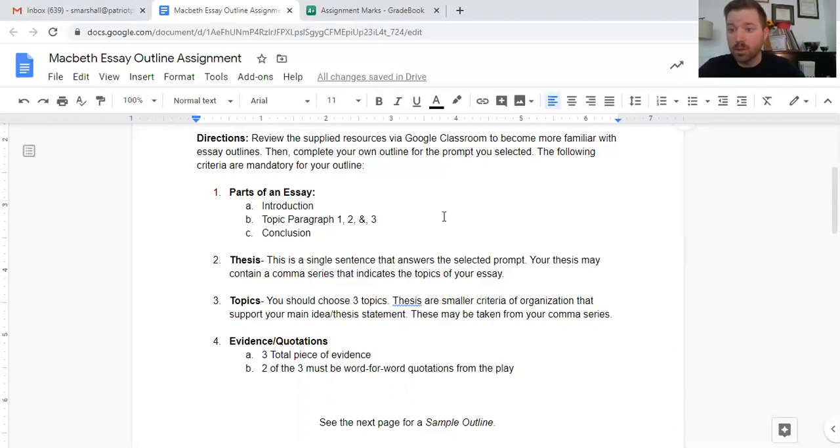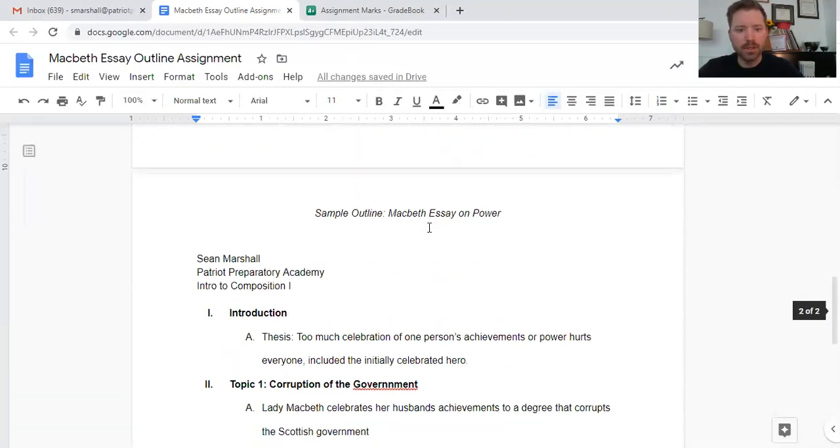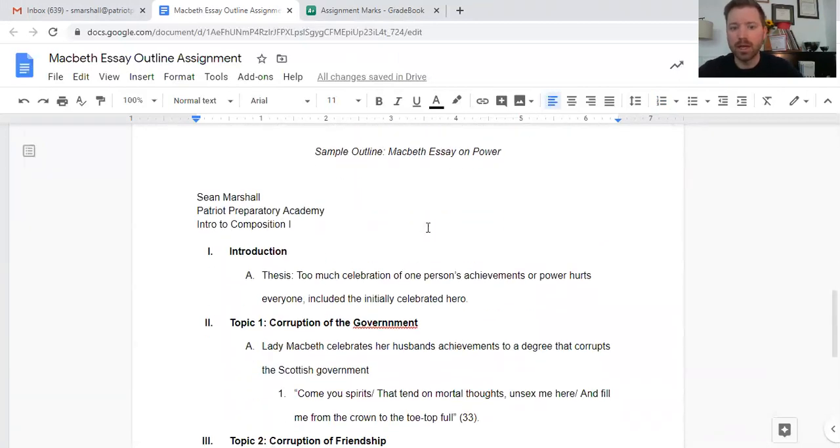You can see that Macbeth category in Google Classroom to find links to the play itself to find those quotations. Again, this will be due at the end of the week, so you have the whole week to find those quotes. I'm going to scroll down to my sample outline on a Macbeth essay on power. This is the last prompt, I think number 5 of the prompts that I gave you. And I chose that one just because I was thinking about the ideas of power.